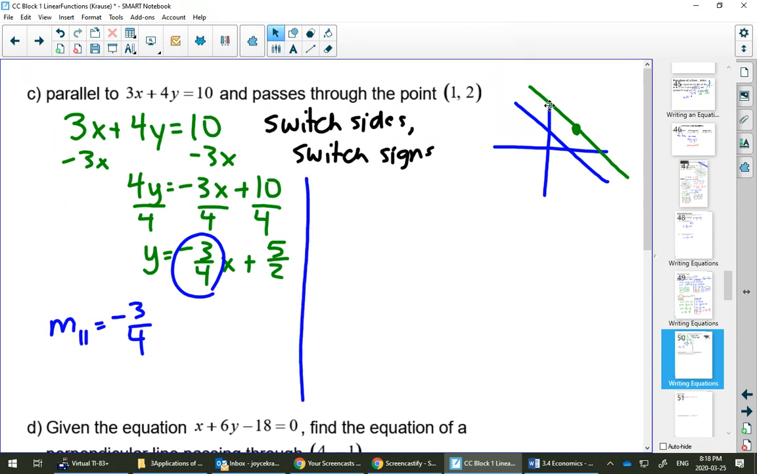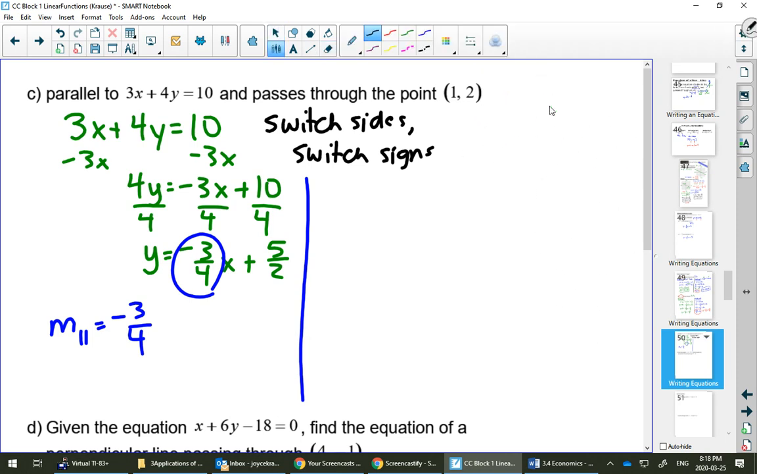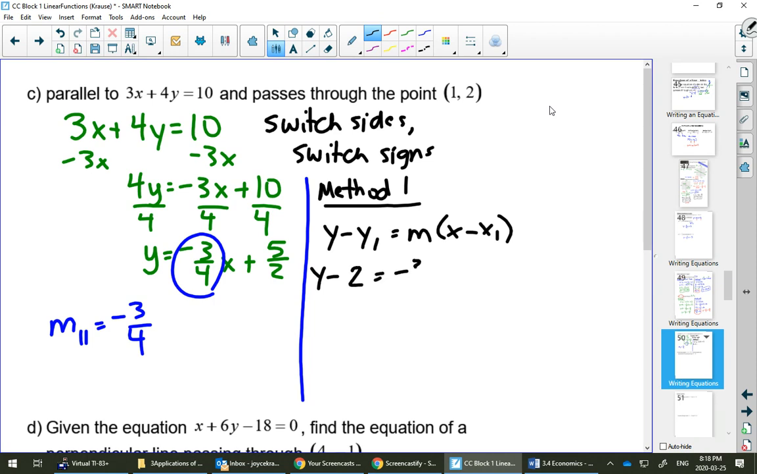Now, method 1. For doing method 1, we're starting with y minus y1 equals m times x minus x1. Our y value is 2, so y minus 2. Our slope is negative 3 over 4, and x minus 1. Multiplying everything out, we've got y minus 2 equals negative 3 over 4x plus 3 over 4.